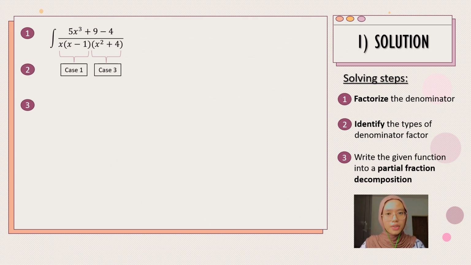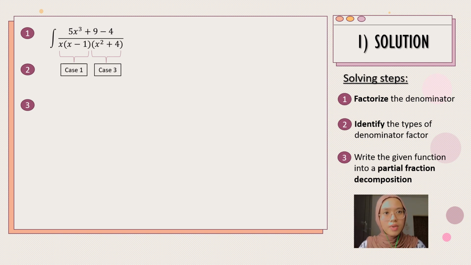So let's solve the question. The first step is that we must factorize the denominator, but in this question, the denominator has already been factorized, so we don't need to do anything. The second step of the solution is that we need to identify the types of denominator factor. Is it case 1, case 2, or case 3?